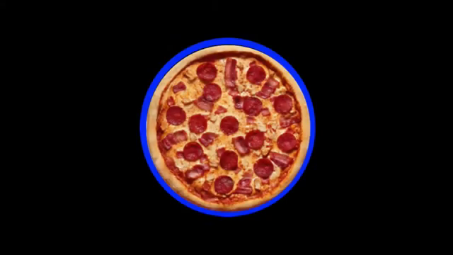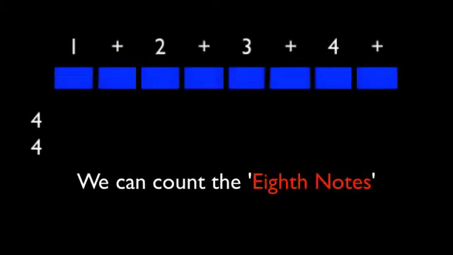Think of the pizza again. We're going to cut it into 8 even pieces now. 1, 2, 3, 4, 5, 6, 7, 8 pieces. We use a combination of numbers and the plus symbol to give us 8 subdivisions in a bar.